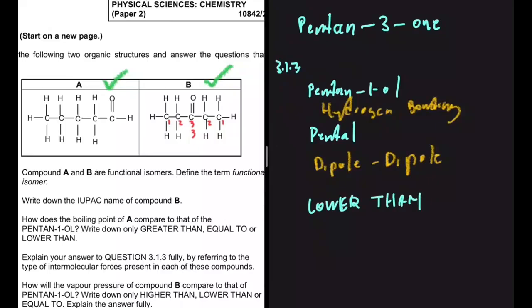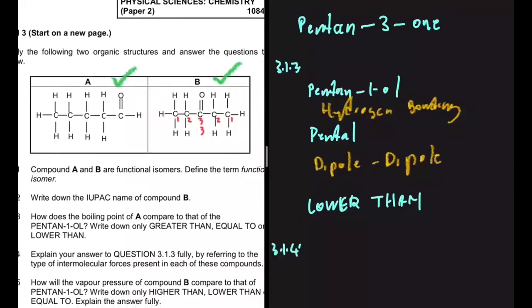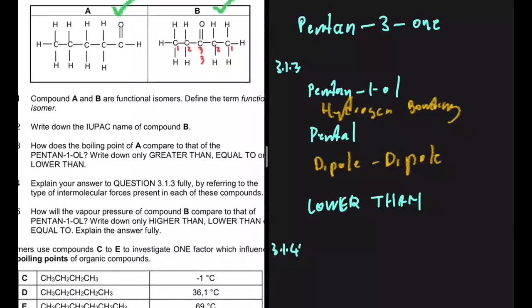Let me explain why that is the case in 3.1.4. The intermolecular forces in pentan-1-ol, which happens to be hydrogen bonding, are stronger than the intermolecular forces in pentanal, which is dipole-dipole. And then you know that if you have stronger intermolecular forces, then more energy is required to overcome those intermolecular forces in that compound. And as a consequence, the alcohol, pentan-1-ol, will have a higher boiling point. That is the answer to 3.1.4.